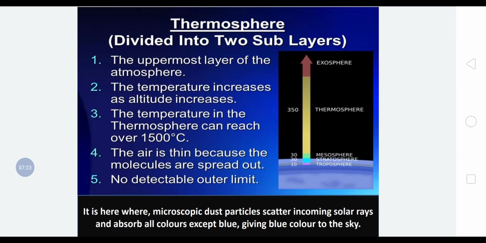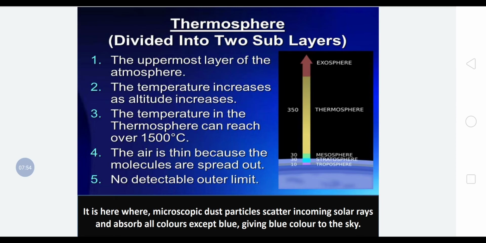Now the fourth layer is the Thermosphere. Now the Thermosphere is divided into two sub-layers, that is, one is the Ionosphere and the next one is the Exosphere. The uppermost layer of the atmosphere is this Thermosphere, and the temperature increases as altitude increases. The temperature in the Thermosphere can reach over 1500 degrees Celsius. The air is thin because the molecules are spread out.